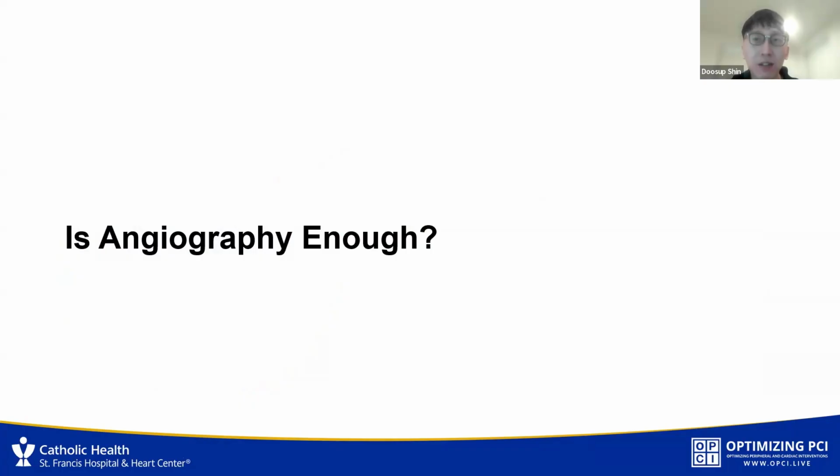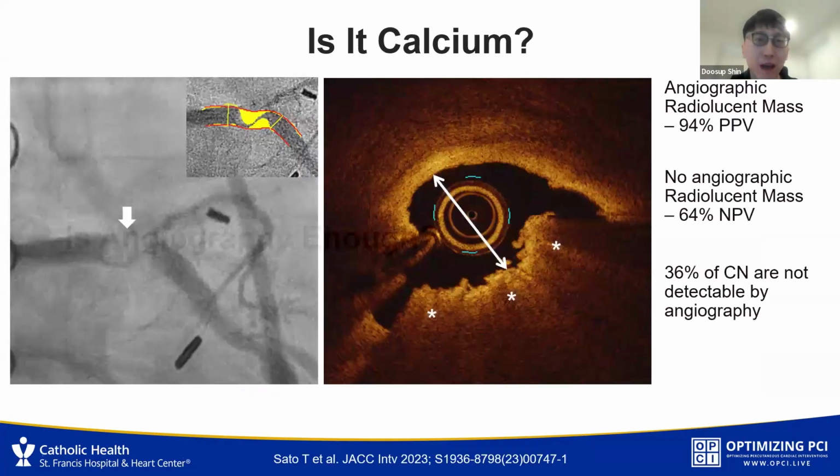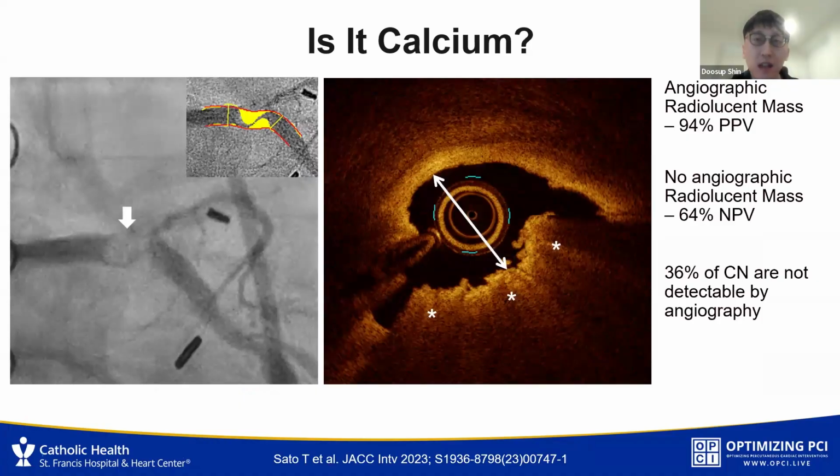Now shifting gear to diagnosis and treatment. One of the challenges in calcified nodule management is its diagnosis. Angiography is helpful. When you see this angiographic radiolucent mass, the positive predictive value for the presence of calcified nodule is high. However, sometimes it is challenging to differentiate calcified nodule from thrombus, especially in the setting of acute coronary syndrome. In fact, eruptive nodules are often associated with overlying thrombus, so they somewhat overlap.